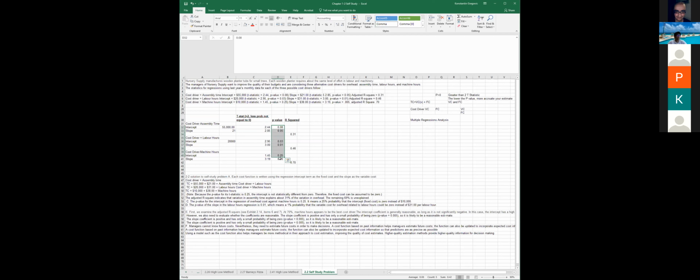And then all the P values are low, except for this one. See, this is the problem with machine hours, though. They've got a problem because their P value is high. It's 0.25. You've got a 25% chance that the numbers are actually 0. So you've got a bit of a problem with machine hours as well. But these are even worse because your R squared is so low. So even with the high P value, this one's probably still your best bet.